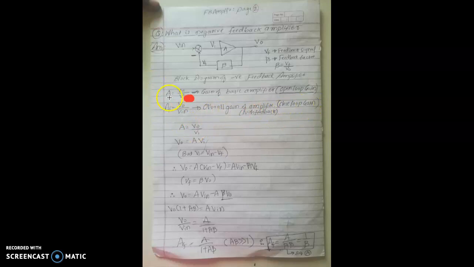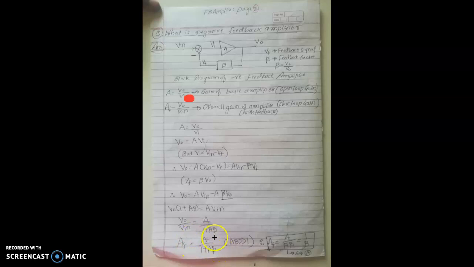So we have two equations: A equal to V0 divided by Vi, and AF is equal to V0 divided by V in. In the derivation, finally we intend to derive AF, the gain with feedback, in terms of gain without feedback. So what is the equation you are seeing over here? We want to derive AF equal to A divided by 1 plus A beta, meaning gain with feedback is equal to gain without feedback reduced by the factor of 1 plus A beta.